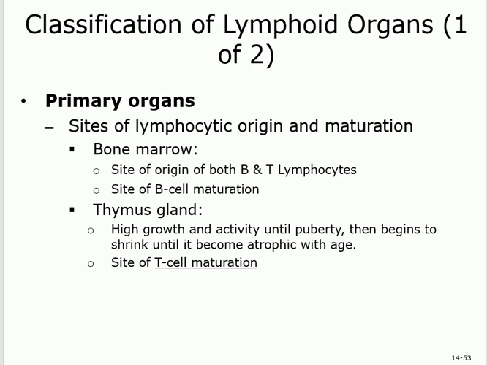Okay? So did the name come from the origin or from the site of maturation? Site of maturation. The origin is the same. Both B and T come from bone marrow. But they mature in different spots. If they mature in the bone marrow, the first letter is B, bone marrow. So these are the B cells. If they are activated by the thymus, the first letter is T, and that's why we call them the T cells.